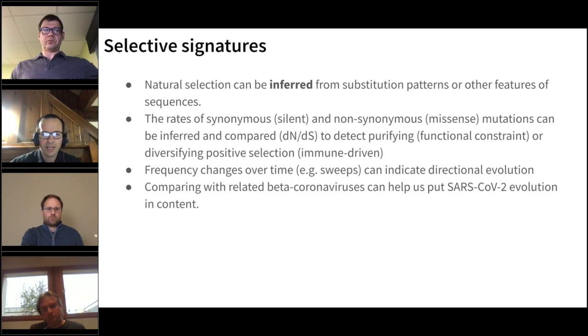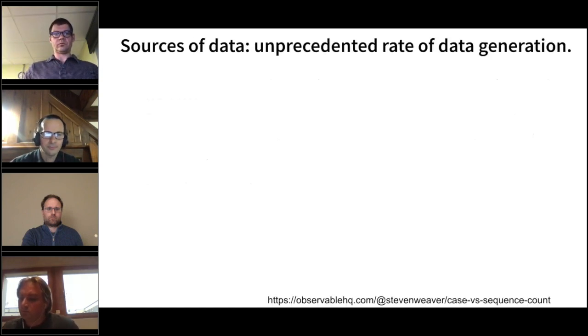a drug resistance type situation. Finally, we can compare with related viruses. Because SARS-CoV-2, as I mentioned, is an ancient virus, we have a lot of its relatives sequenced and sampled, so we can compare the evolution of this particular system to other beta coronaviruses to help us put what it's doing in context. Next slide, please.